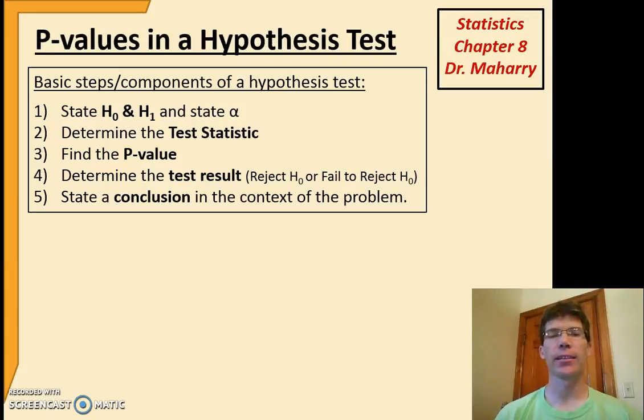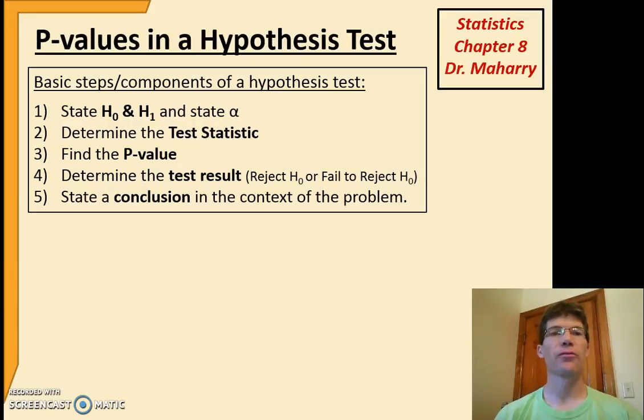Then we calculate the test statistic. So this is where we plug in our data and we calculate a z-value or a t-value. We then use this test statistic to find our p-value. The test statistic will give us a number. We'll take that number and go look it up in the table, and that's how we find a p-value.